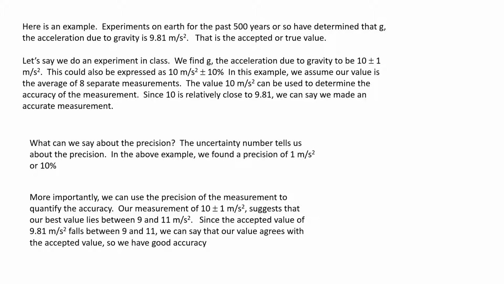Our measurement of 10 plus or minus 1 meters per second squared suggests that we think the true value, or our best value, lies between 9 and 11 meters per second squared. Since the accepted value of 9.81 falls within this range, we can say that our value agrees with the accepted value. Therefore, we have reasonably good accuracy.